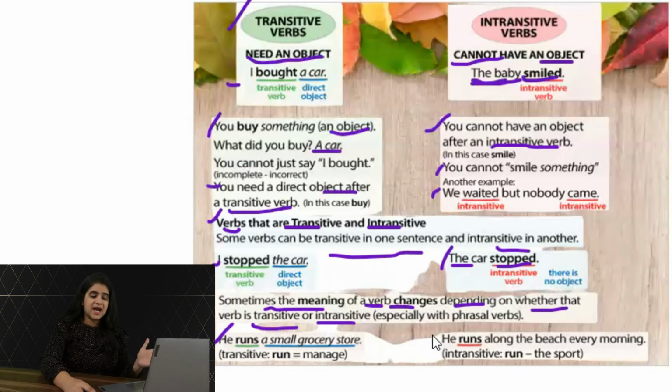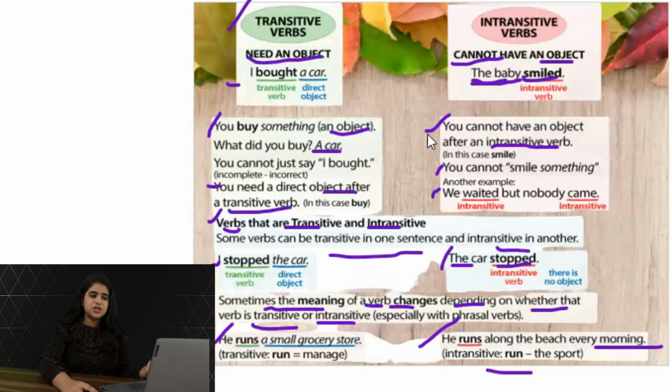Another sentence on the other side, he runs along the beach every morning. Now if I tell you in this way, he runs, this is complete. You can simply understand because in this sentence, run means the sport, the activity of running. Now you can simply understand according to the simple present tense that okay, there is a boy who runs on a daily basis. So then you can understand the meaning. So there you need not have any direct object. So if it is saying he runs along the beach every morning, the sentence doesn't contain any object.